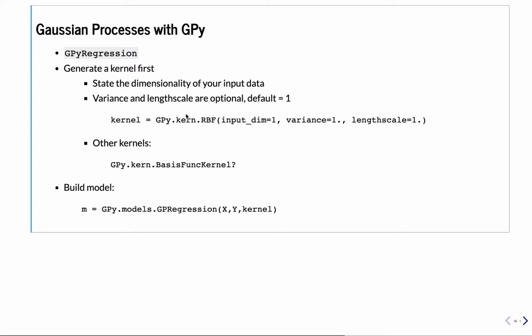So there's a whole library of kernels you can choose from. And there's also this abstract class, so you can also define your own kernels. To build a model, we just create the Gaussian process regression model. We give it x, y, and a choice of kernel, and that's it. Now we have a trained model. Okay, and now we can call predict to make predictions.